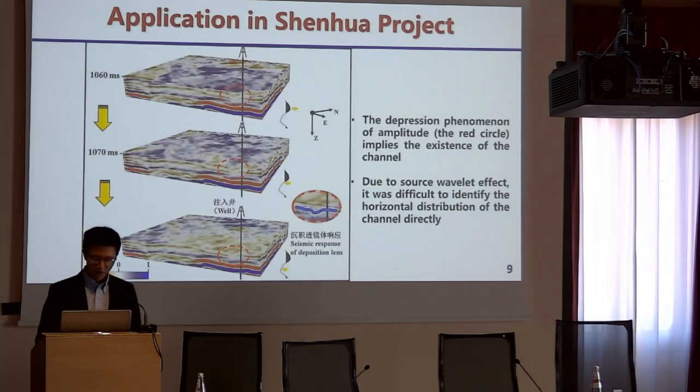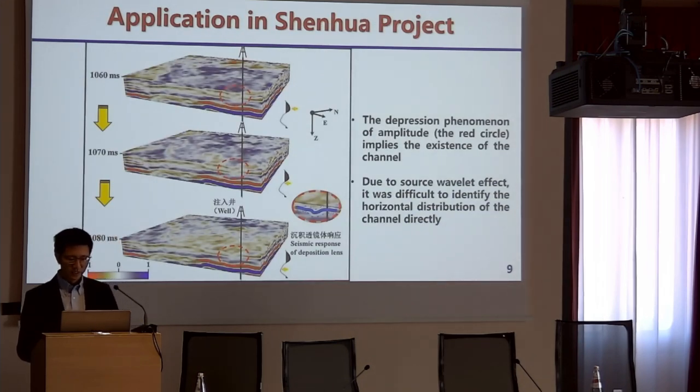And these are the initial results from the 3D seismic images. The red dashed circles show the depression phenomena of amplitude. It implies the existence of the channel, which is regarded as the desired storage reservoir for CO2. But due to the limitation of the conventional method, it is difficult to identify the horizontal distribution of the channel directly.